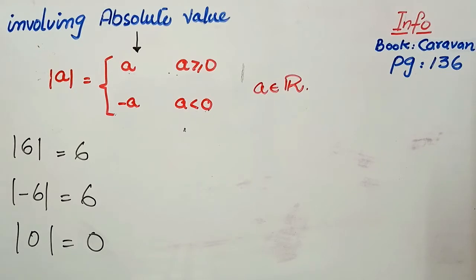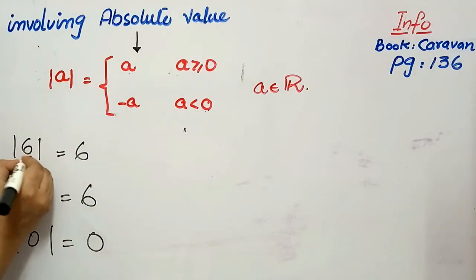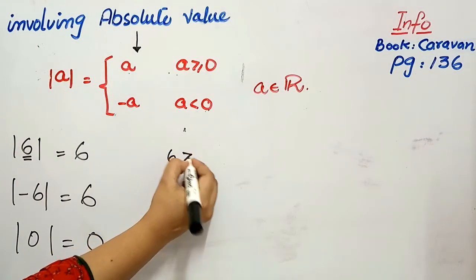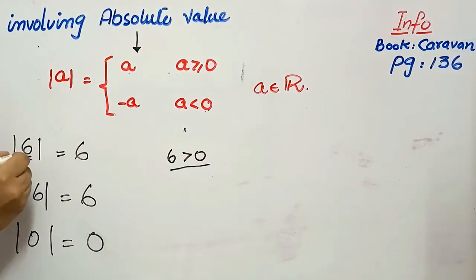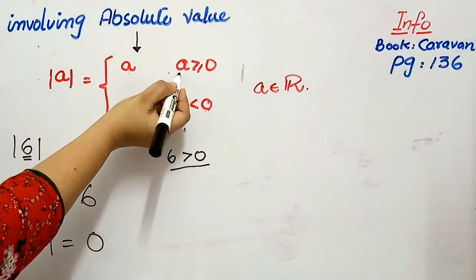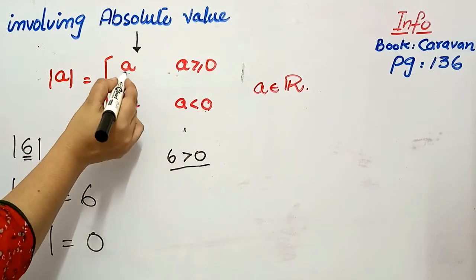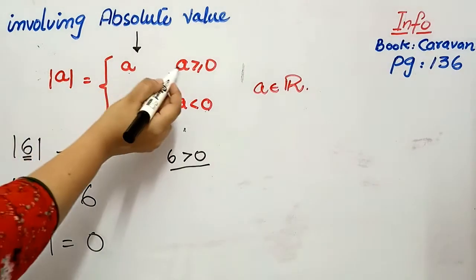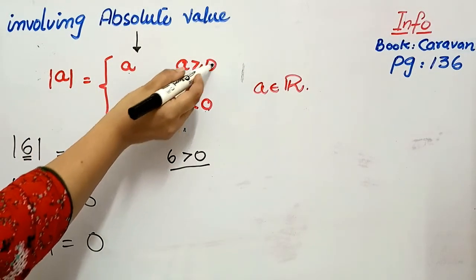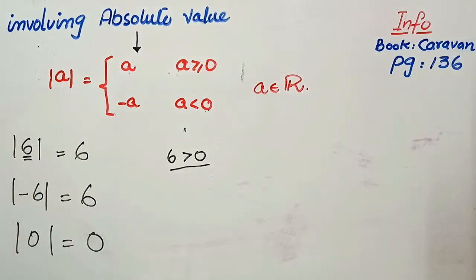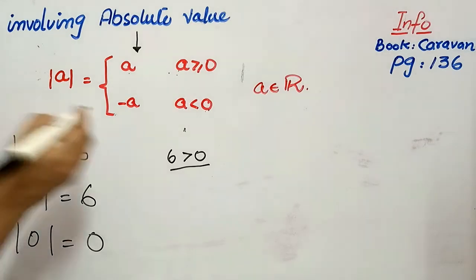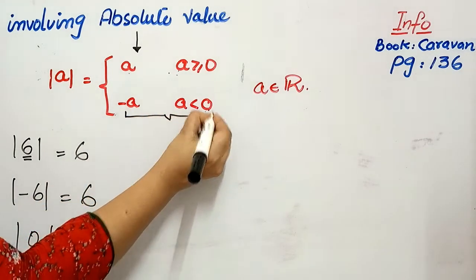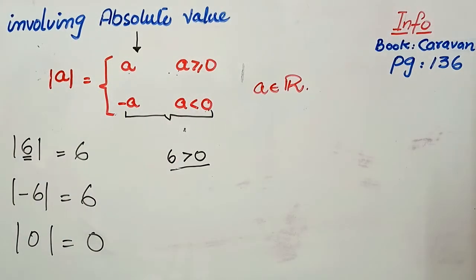Fine, this part is understandable. You can see that this is A, this 6 is greater than 0. Modulus applied on 6 will give positive 6. So here it is also written that if A is greater than 0, then it will give the positive value. If A is equal to 0, then it will also give me 0, the non-negative value. Fine. But right now the problem is here. If A is less than 0, it will give me minus A.